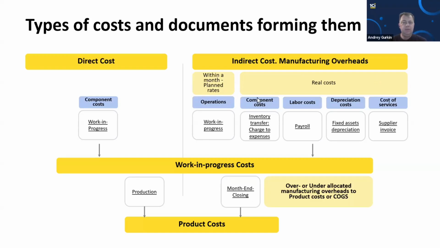And simultaneously, we're registering real costs, real manufacturing overheads by using 4 different documents. So if you want to write off something to the overheads, you can use inventory transfer with the operation kind which is called charge to expenses. Then if you want to register some payroll, let's say overheads, you can use payroll document.